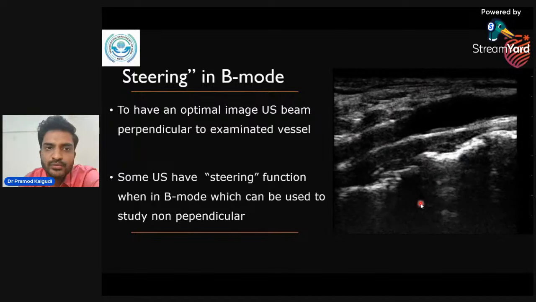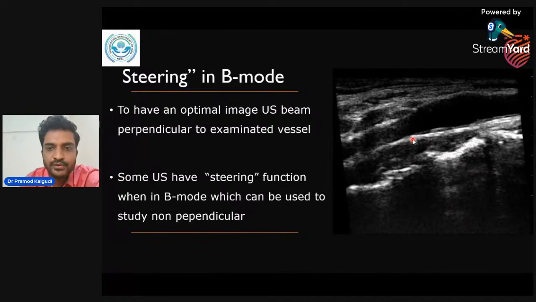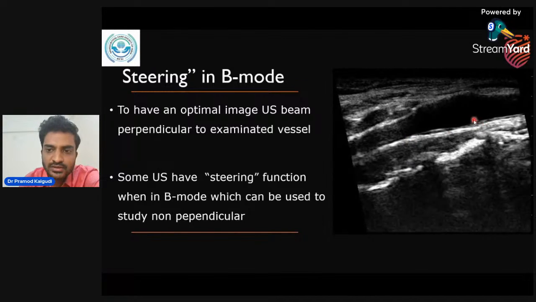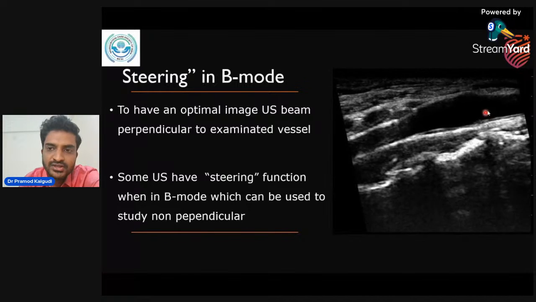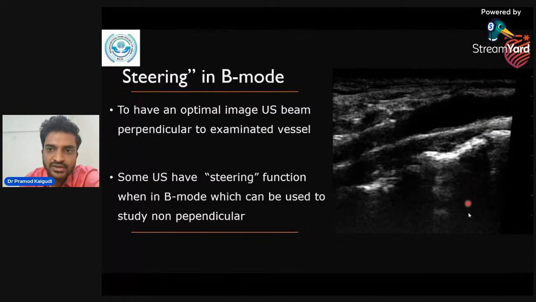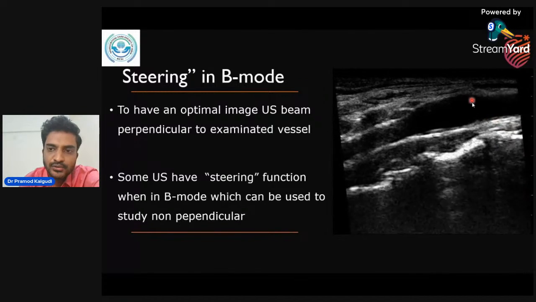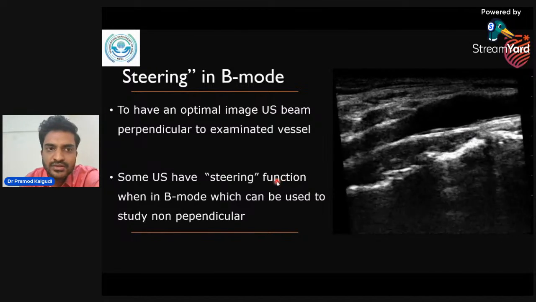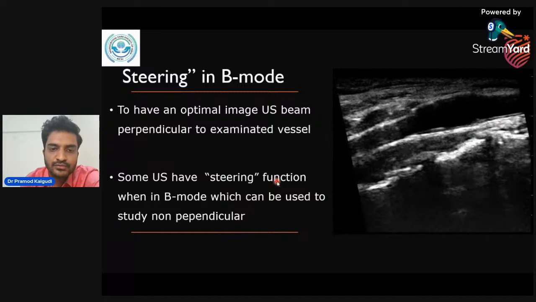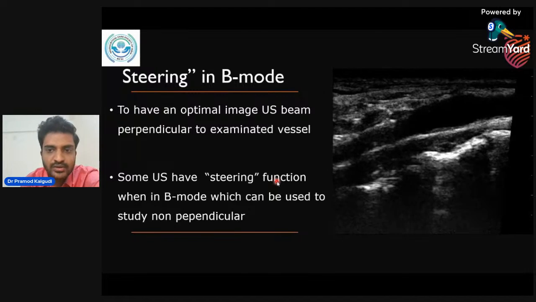Now, steering of B mode: what do we mean by steering? It's just like a steering wheel. When you want to go right, you turn right; when you want to go left, you turn left. Here, you just want to steer your beam. Let's say you have a plaque here which has not been picked up by a beam that is perpendicular to the plaque. So you need to steer your beam towards the focus of interest, so that you align it in the line of the ultrasound beam and can pick it up. Most of the steering functions are available in the newer versions, so that when you want a non-perpendicular study, you can use it.